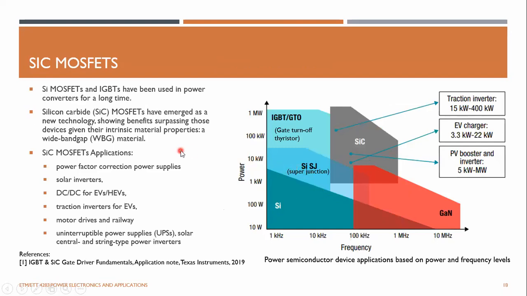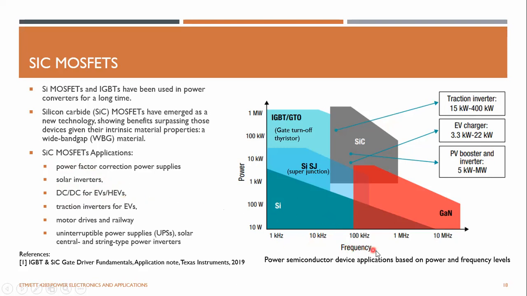Nowadays, silicon carbide MOSFETs are blooming. Compared to silicon MOSFETs, silicon carbide MOSFETs are superior, and they are filling the gap between IGBTs and typical silicon MOSFETs. It's a new technology, and they use wide bandgap material. The applications of silicon carbide MOSFETs are power factor correction circuits in solar inverters, and DC to DC converters in electric vehicles and hybrid electric vehicles.